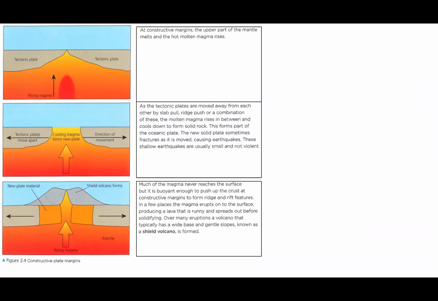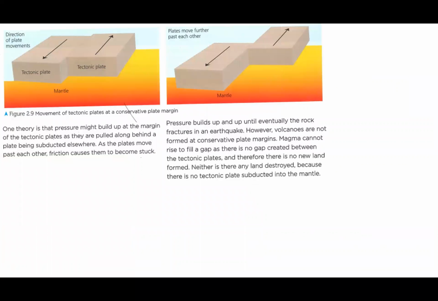Much of the magma never reaches the surface, but it actually pushes the crust upwards, creating that ridge that we get along the middle of the Atlantic Ocean. Finally, your conservative. So pressure builds up at those margins. They become stuck due to friction. Eventually they give way, creating an earthquake. You don't get volcanoes because magma cannot rise to fill a gap, because there is no gap. No land is destroyed, there's no subduction, so no volcanoes.